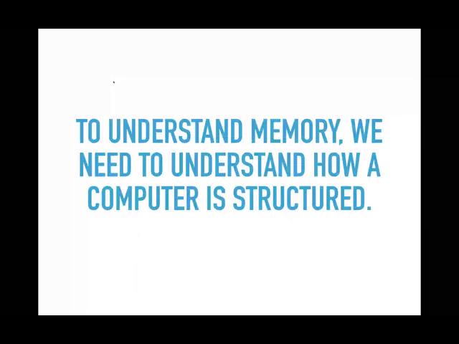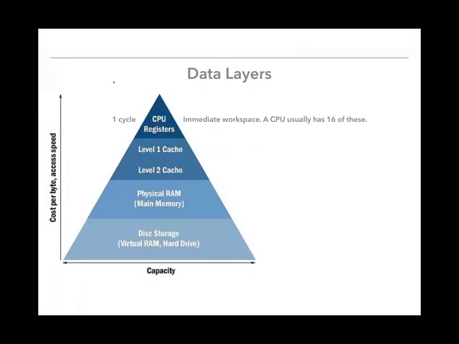All right. So let's talk about memory. Once again, to understand memory, we need to understand how a computer is organized. This diagram right here is going to potentially look a little daunting, but this is the data layers of a computer. I'm assuming most of you are not super familiar with the hardware side. We use the word computer loosely to mean this big box of stuff, but at the bottommost core layer is what we call the CPU.